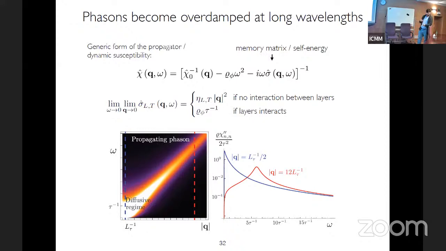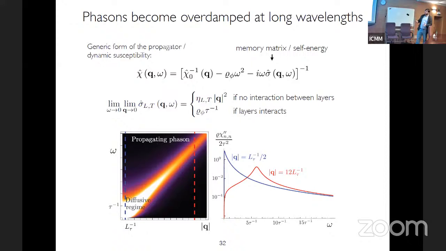But this is not true because there are forces between the layers. Okay, the relative momentum of the layers is not conserved. So actually, for our problem, this is finite at small momenta. And what that means is that now, if I go to very small momenta for these phasons, the imaginary part of the pole of the propagator is going to start to be larger than the real part. In other words, the phason is going to become overdamped, which is what I'm trying to represent in this density plot, which is representing the imaginary part of the susceptibility as a function of frequency and momentum. And you always enter in this diffusive regime.